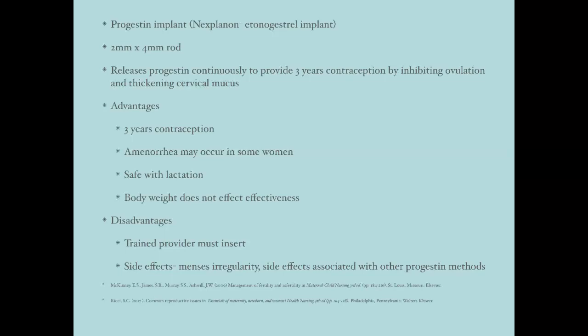Anyway, it releases progesterone continuously to provide 3 years of contraception by inhibiting ovulation and thickening cervical mucus. So advantages, it's long term. So if someone's wanting to get pregnant in a year, this might not be a good method for them, because it will be a waste of money. Cost is going to be a disadvantage on this, because it's up front, particularly if insurance doesn't pay for it. So 3 years of contraception.